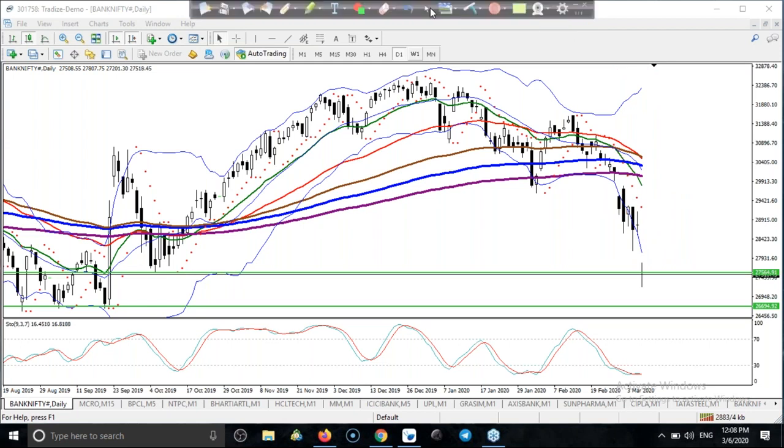Okay, one by one. Any market? Okay, crude oil. I'll explain crude oil, I'll show you exactly. Okay, Bank Nifty. I think stay away from Bank Nifty today. Let this Bank Nifty stabilize, then it will be good. Monday or Tuesday will be good for this market. It will take at least 2 days for this market to stabilize.